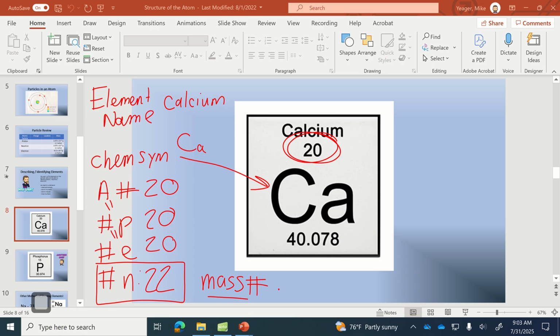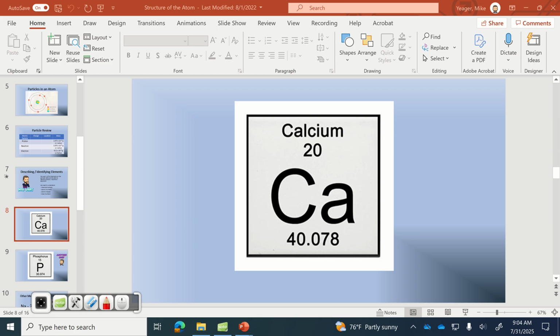All I have left now is the mass number. Mass number is protons plus neutrons. How many protons do I have? 20. How many neutrons do I have? 22. So my mass number is 42. Again, this is nowhere on the periodic table, so you'd have to figure this one out on your own based on the information I give you. So this 40.078 does nothing for us. Get rid of it. That's it. Very important stuff for being able to identify elements and all the particles in the element, which is going to be a big part all year long.